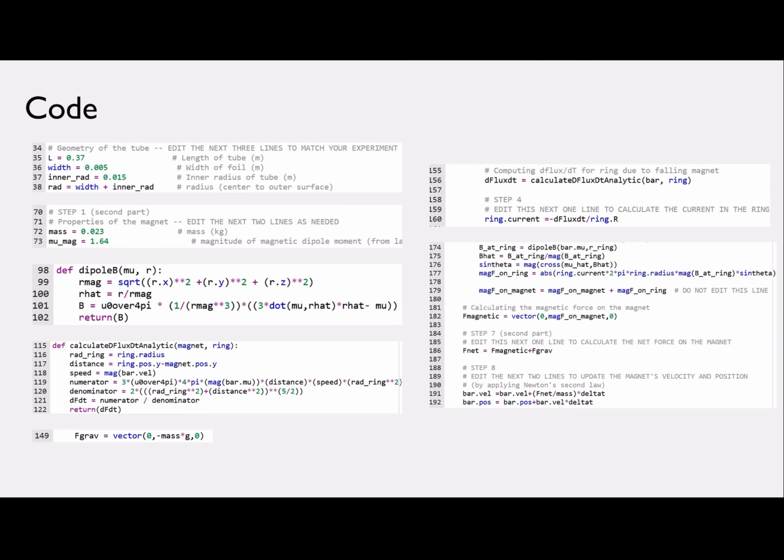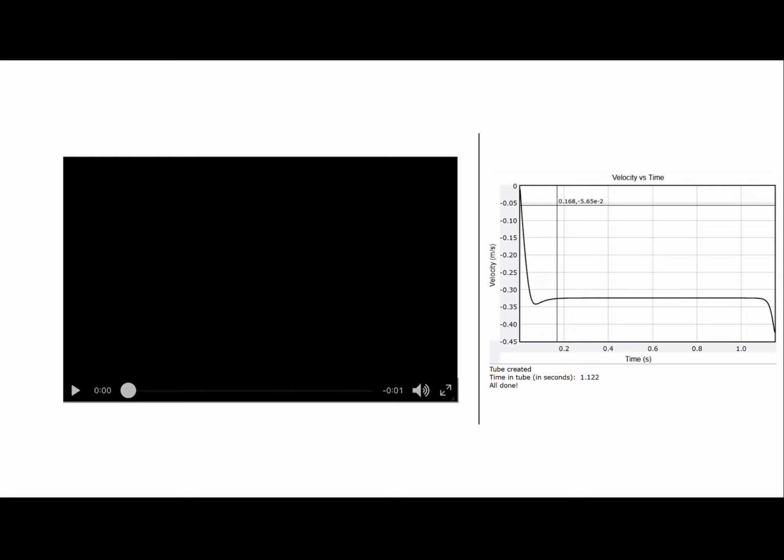149 shows the gravitational force. The gravitational force is solely in the y component. And then once you have d flux dt, you can find the current as stated earlier. And then you can find B ring, B hat, sine theta to find the magnitude of the force on the ring and on the magnet. And then that allows you to find the total magnetic force on the magnet. And then to find the net force, you find the magnetic force plus the gravitational force. And then from there, you can update the velocity and position using Newton's second law.